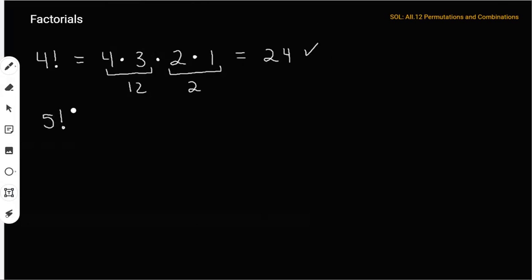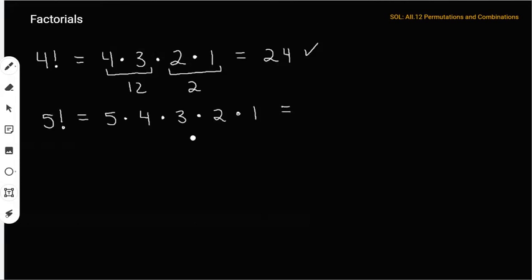Now let's do 5 factorial. For this one, we're going to start off at 5. And then we're going to go down by 1 each time. So we're going to multiply 5 by 4, then 3, then 2, and then 1.